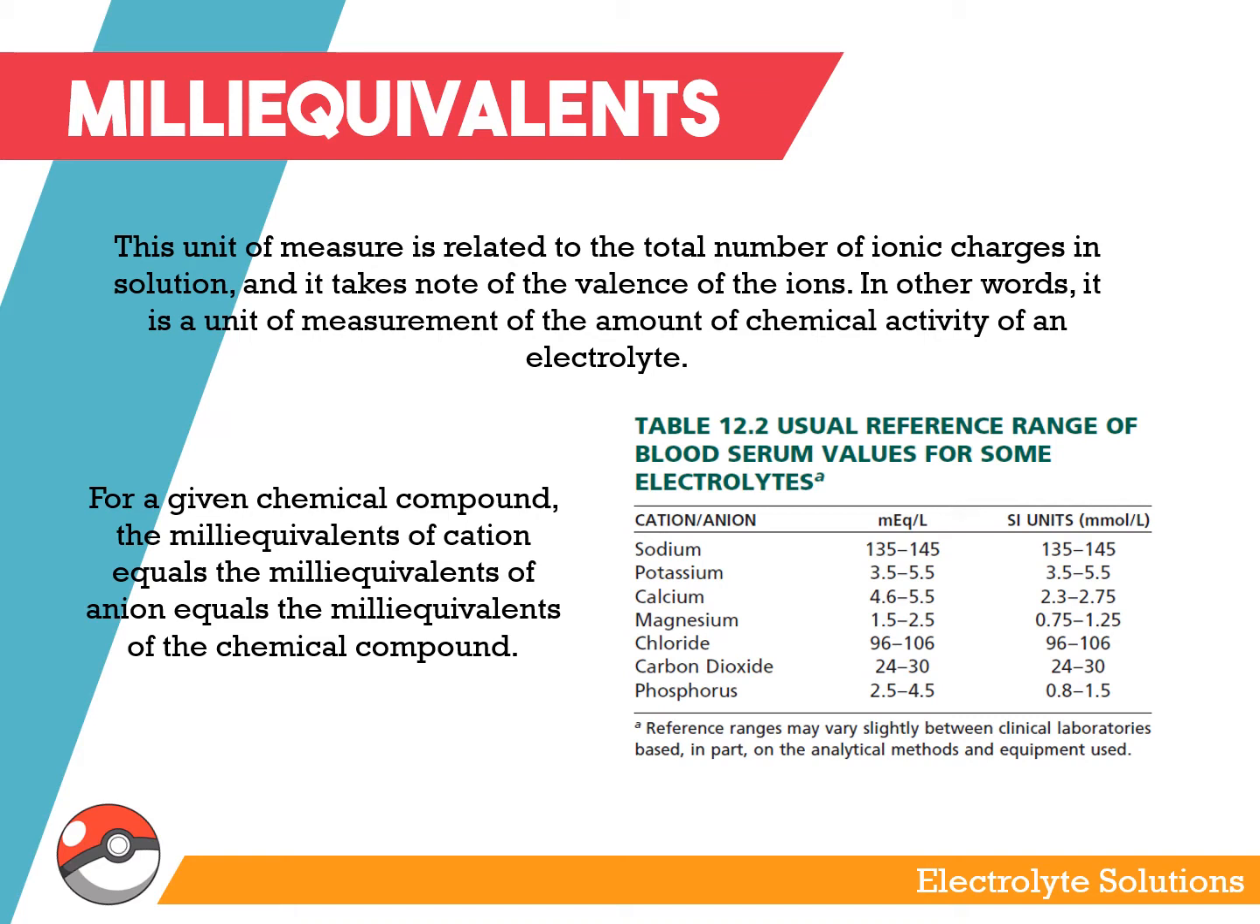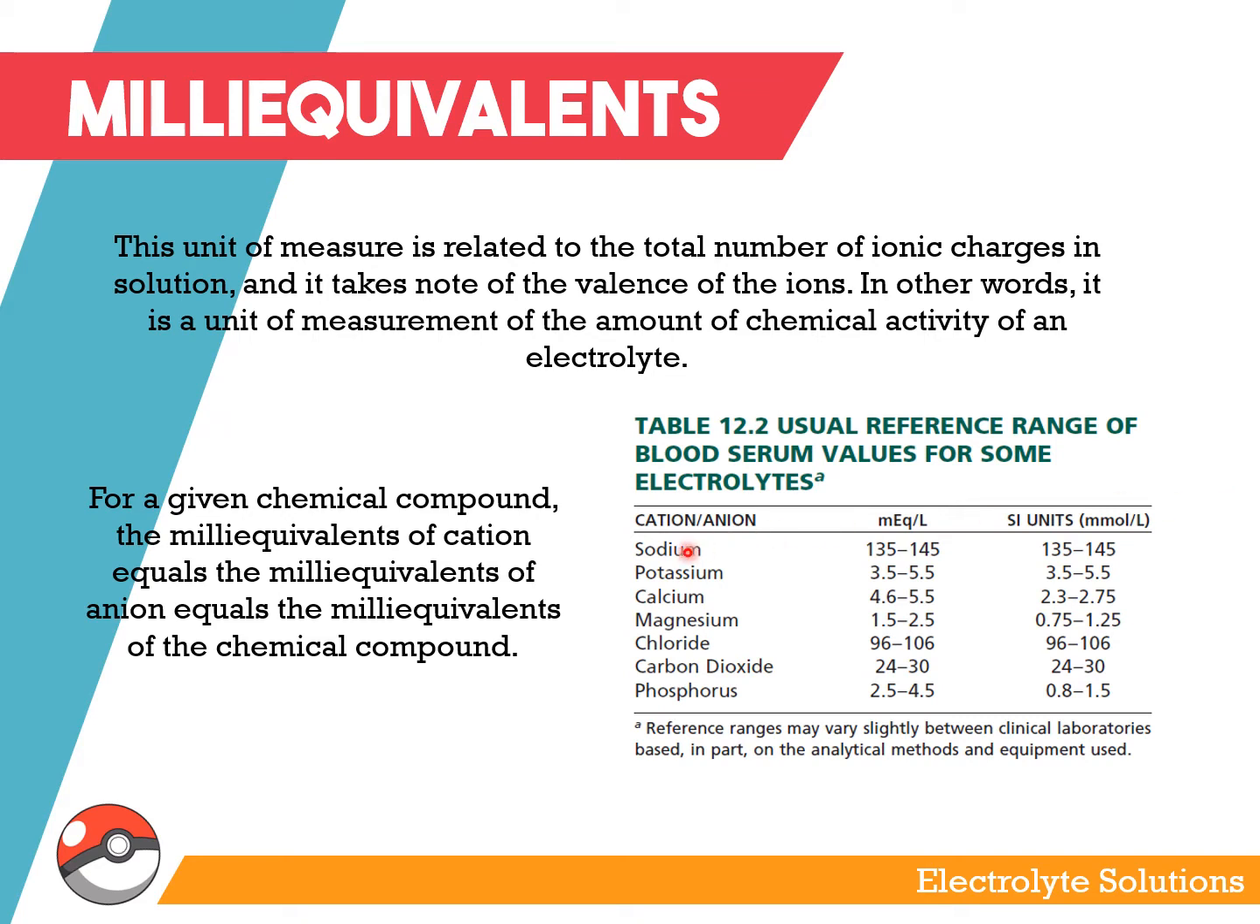Milliequivalents. This unit of measure is related to the total number of ionic charges in solution, so it takes note of the valence of the ions. In other words, it is a unit of measurement of the amount of chemical activity of an electrolyte. For a given chemical compound, the milliequivalence of the cation equals the milliequivalence of the anion, which equals the milliequivalence of the chemical compound.